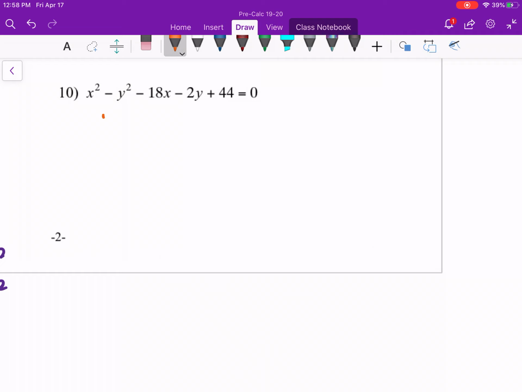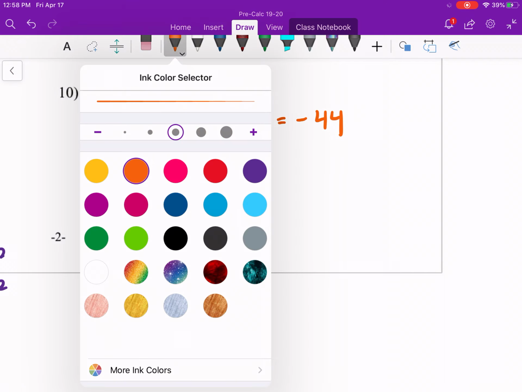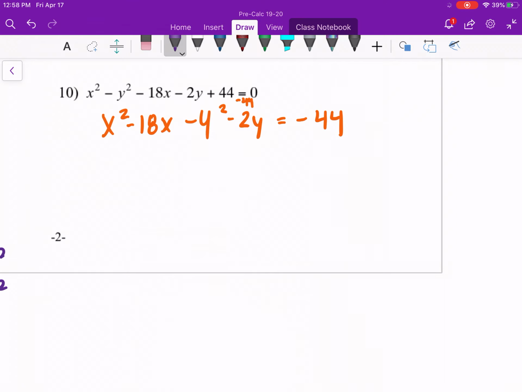First thing we're going to do is group x squared minus 18x minus y squared minus 2y, and then subtract that 44 on both sides. So I've got a negative 44. Now we're going to complete the square. I've got x squared, half of negative 18 is negative 9. Negative 9 squared is positive 81.